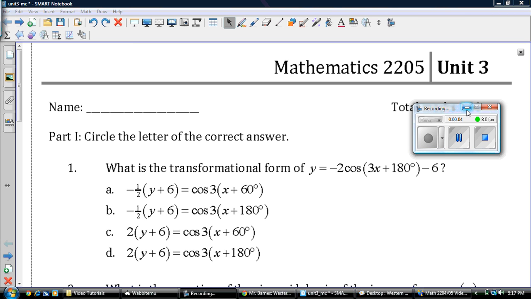I just want to take you through some multiple choice. This is actually from an assignment that we did earlier this year. And I'll take you through the multiple choice on it, and you can use that for your studying.